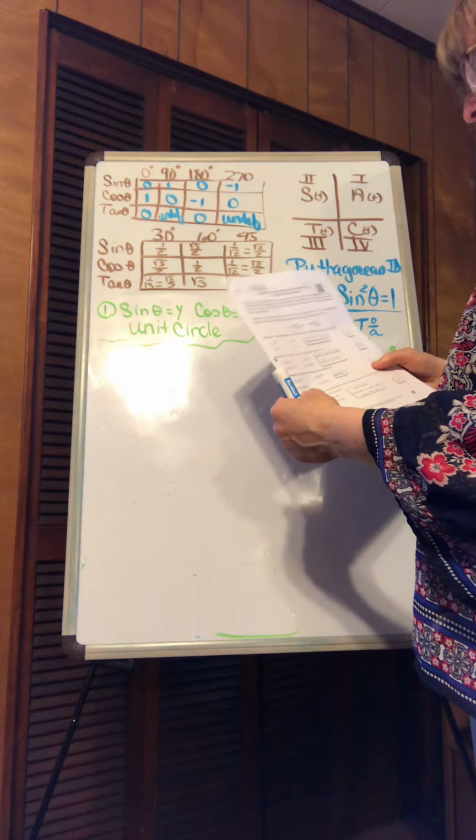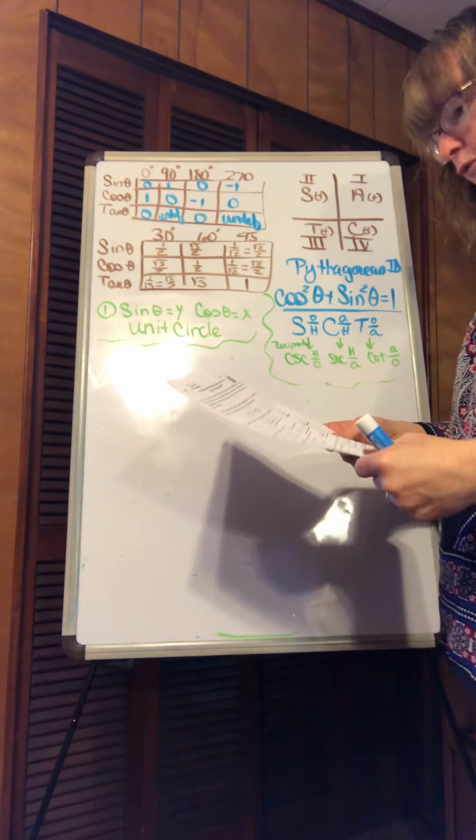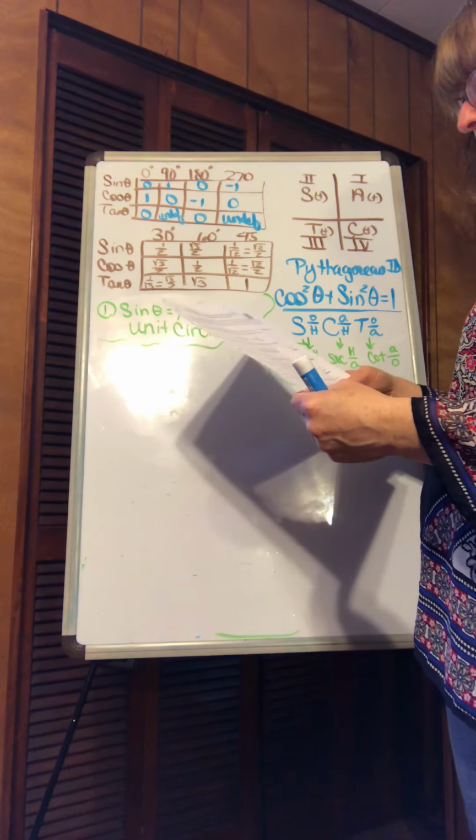So, which one is not? Would be choice 4. The sine of 270 is -1. They wanted +1. So number 4 was choice 4, 270. Now let's take a look at number 5.